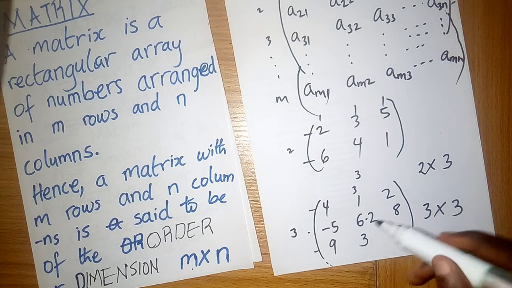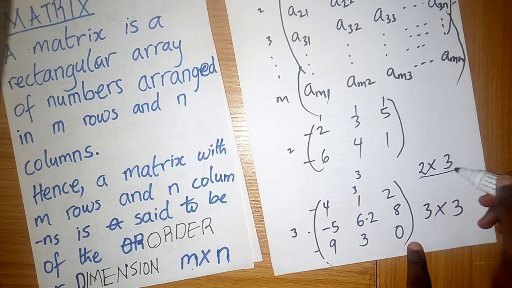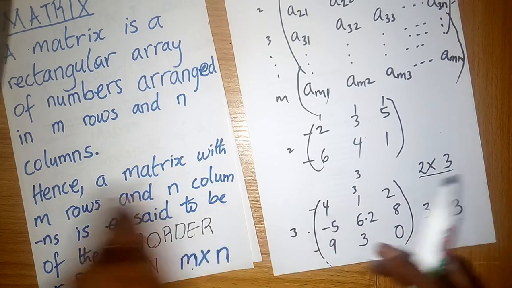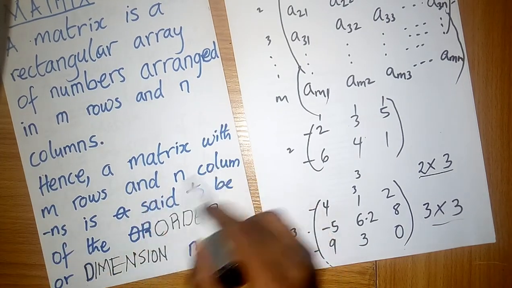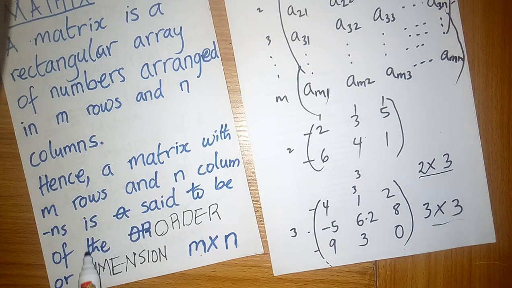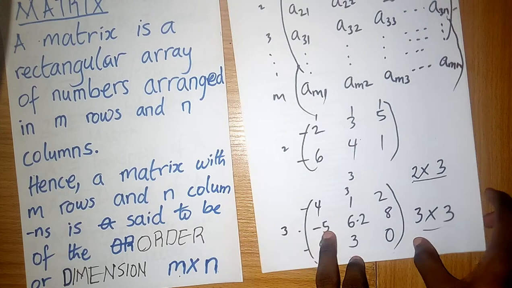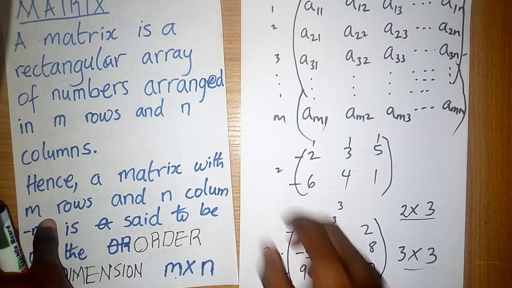This is the order or dimension of this matrix. Hence a matrix with m rows and n columns is said to be of the order or dimension m by n. That's what a matrix is. There are different uses of matrices, but we're not talking about that in this video.